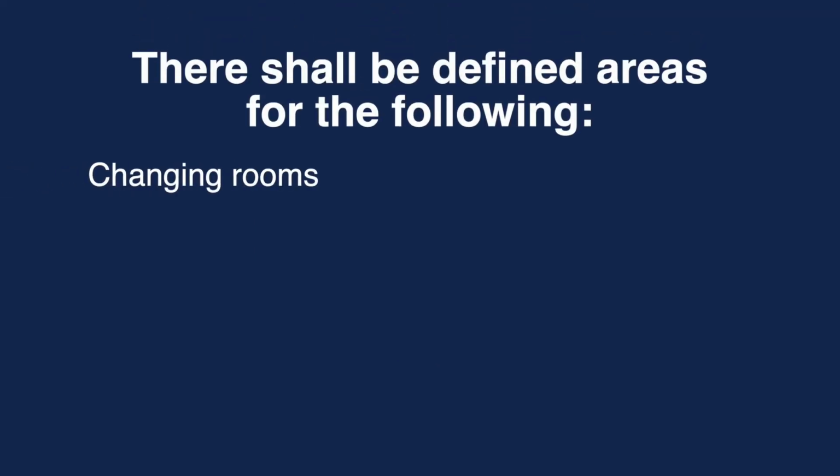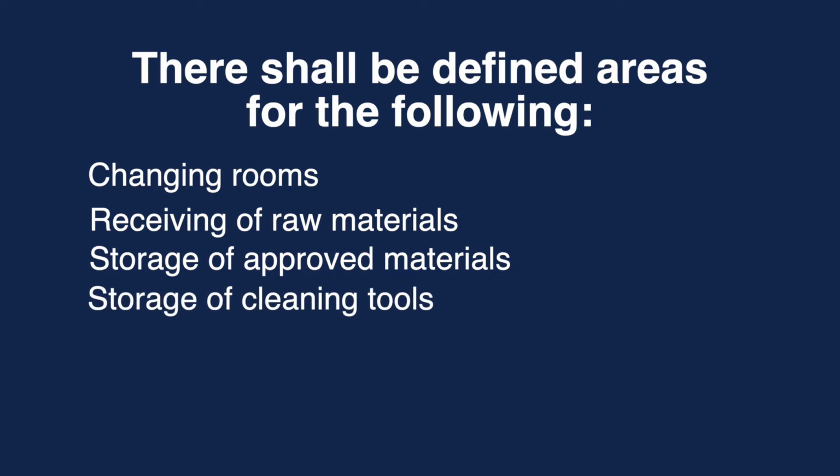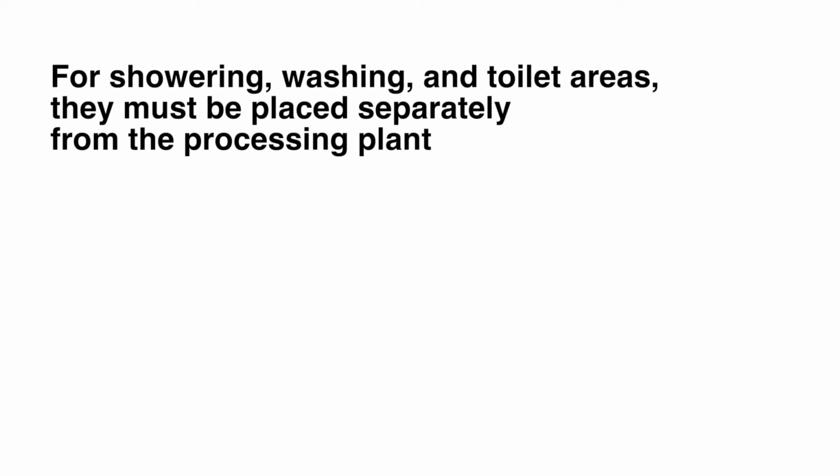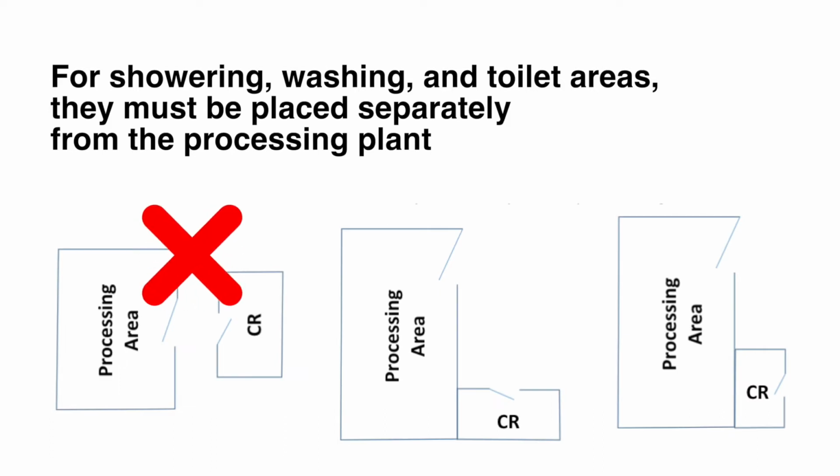The following will identify the areas that need separation in your processing plant. For showering, washing, and toilet areas, they must be placed separately from the processing plant, with the windows and the doors facing away from the processing area and not opening directly into these rooms.